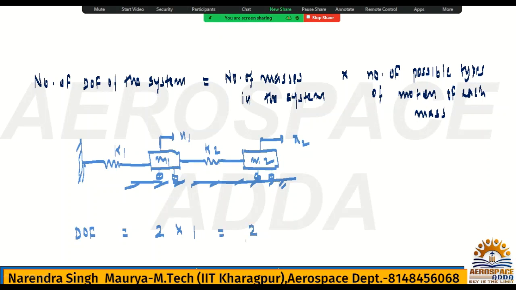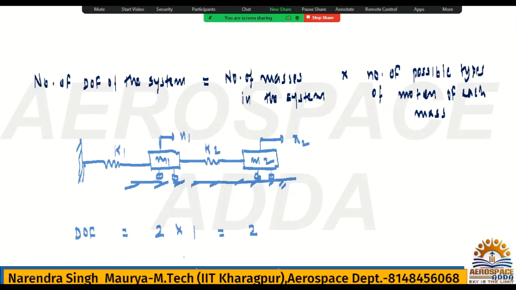Similarly, we have a 3 masses system, and it is moving only in x direction. It is not moving in y direction or z direction. In the 2 mass system, this mechanism is such that the motion will be in both directions, x and y. Then 2 into 2 will be 4 degrees of freedom. But here you have only one dimension for the motion, the x direction.